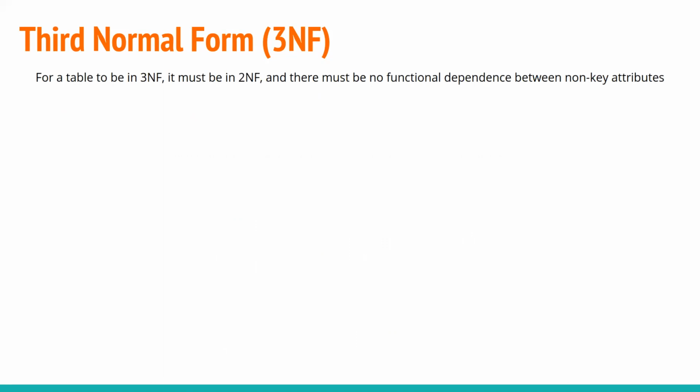Okay, so for a table to be in 3NF, it must be in 2NF, which means it must be in 1NF, and all non-key columns must be functionally dependent on the entire primary key, and no column must contain multiple values. So that's the first thing. So unless we're in 2NF, we can't be in 3NF. And so there's that extra rule again. There must be no functional dependence between non-key attributes.